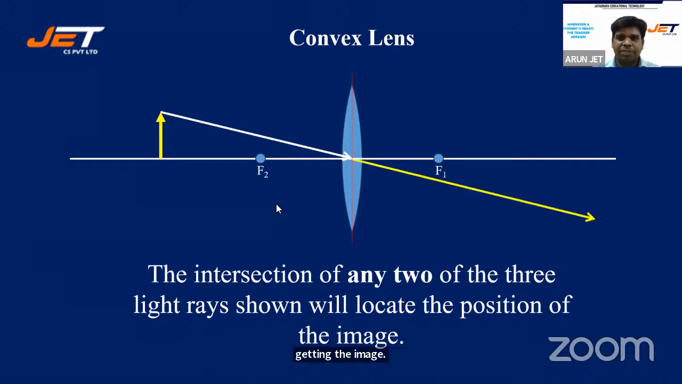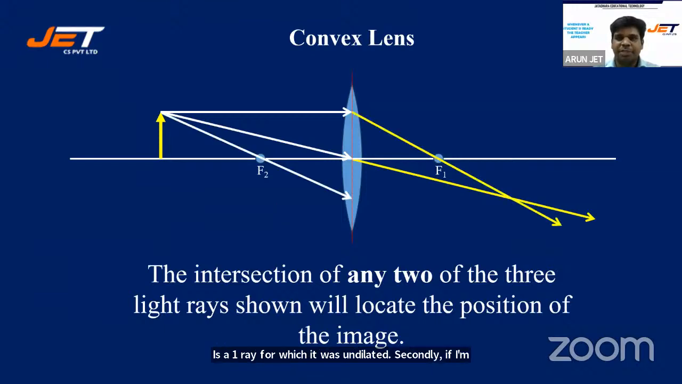This is the one ray for which it goes undeviated. The second ray, parallel to the principal axis, goes through F1. So I'll get the image over here.